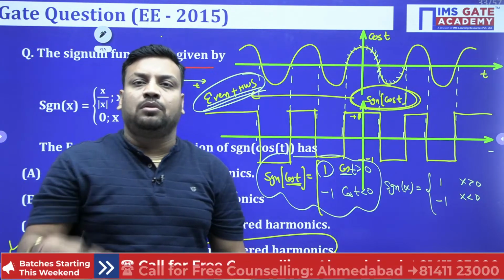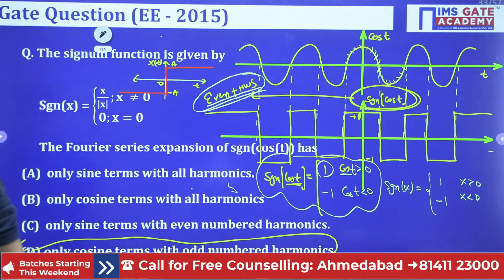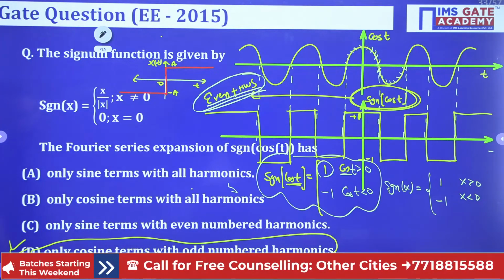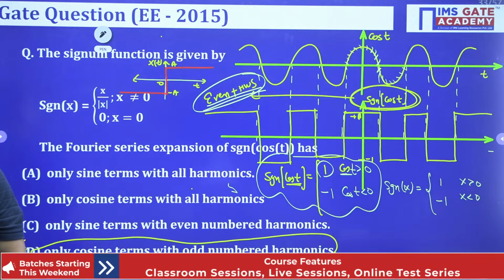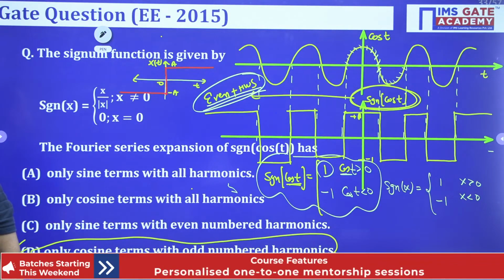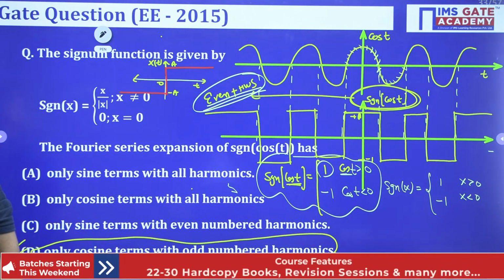I think it is not visible to you. Option number D for Delhi, correct. Shabash beta. Here also option number D for Delhi. Only cosine terms with odd harmonics. I hope this part is crystal clear, beta. Just do reply, bachcho. Yes or no? Yes, sir. Whether it is option number D.